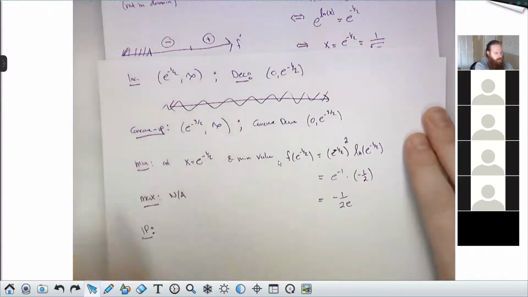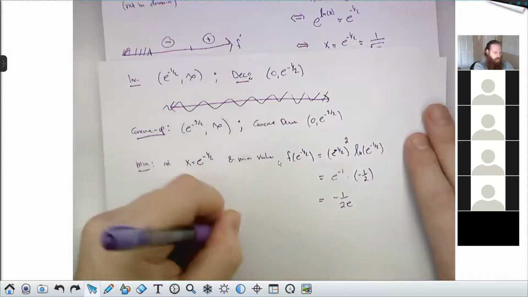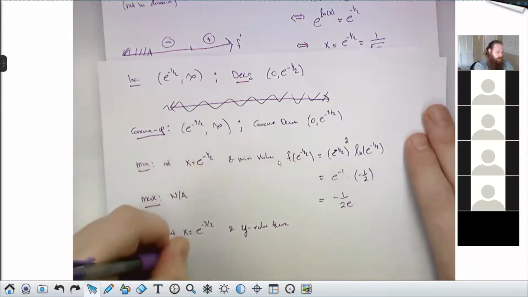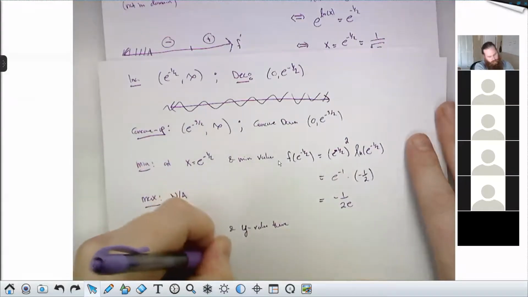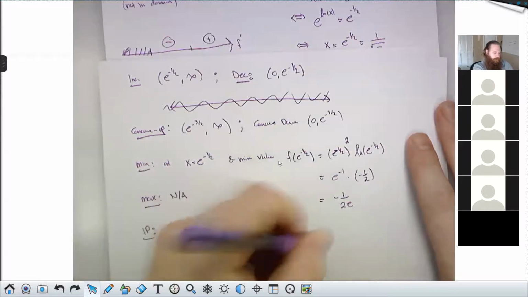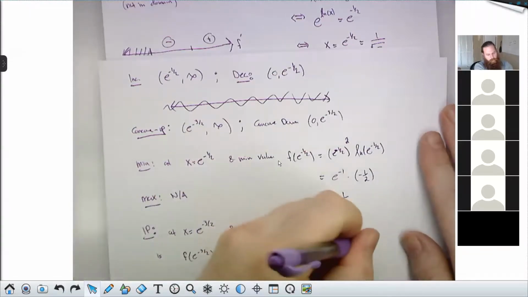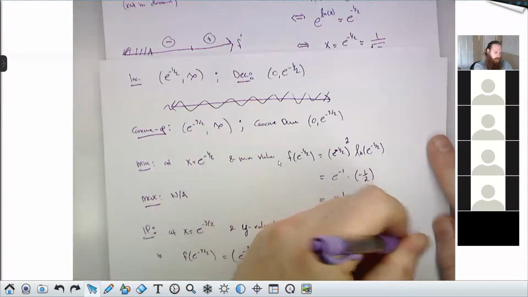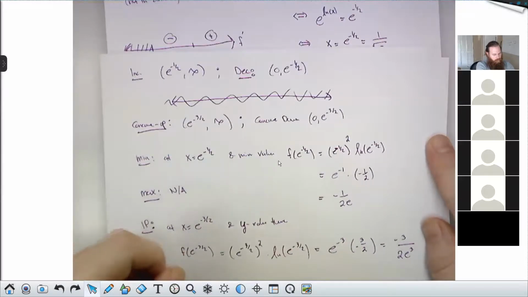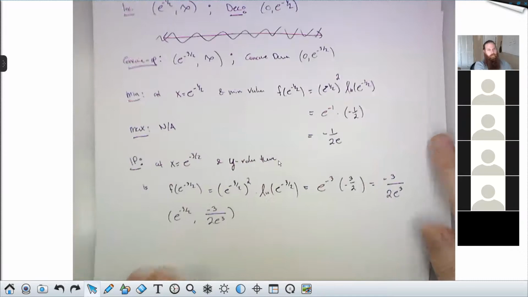Inflection points. Did we have anywhere that the concavity changed? Yeah, e to the negative 3/2. And the y value there is f of e to the negative 3/2, which would be e to the negative 3/2 squared times the natural log of e to the negative 3/2. If you square e to the negative 3/2, you get e to the negative 3. And the natural log of e to the negative 3/2 is just negative 3/2. So this would be negative 3 over 2e cubed. So in other words, your IP is the point e to the negative 3/2, comma, negative 3/2e³. So that's all the goodies from that one.